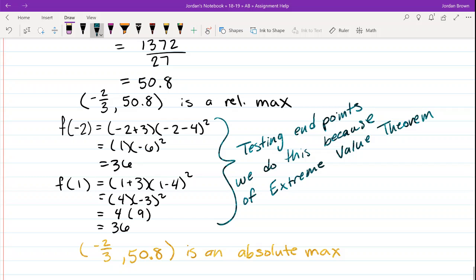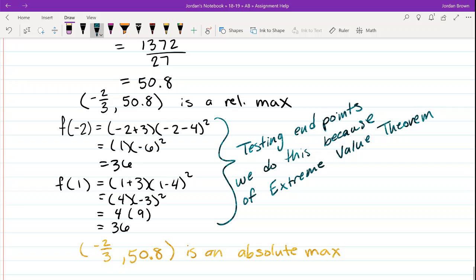If you just do the first or second, then you just know that they're relatives. Chad, what if they did not equal? Well, like if one of them was 37 instead of 36? Then it would still not matter, because 36 and 37 are both lower than 50.8. 50.8 is the highest y value that we achieve.